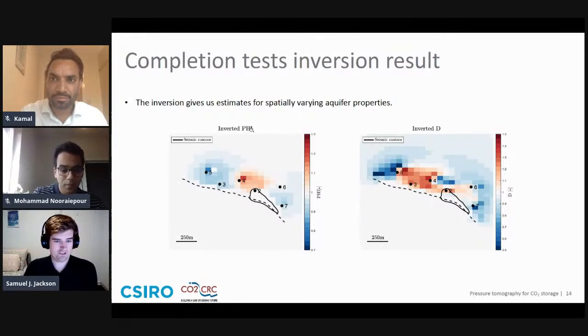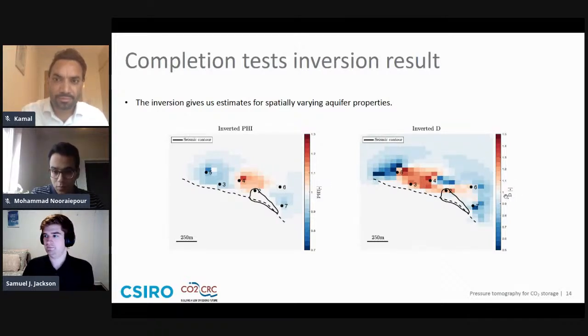So we have on the left the inverted phi, which is this porosity thickness term, and on the right, the inverted diffusivity, which is the permeability height term. Now these are non-dimensionalized, scaled around the average for the field. So that's a porosity of 0.2, a permeability of around a Darcy, and a thickness of around 30 meters in depth. And what you notice in these models is a high permeability region, essentially between wells 3 and 4, and well 5 as well, and a reduced region between well 4 and well 6.